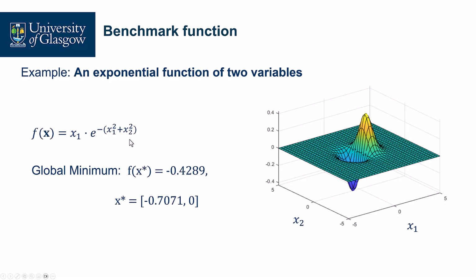There are two design variables, and this is a plot of the function. We want to find the global minimum, located here. This is the function value at the optimum point, and the optimal point is here. We can see x1 is about minus 0.7, and the second one is 0. Remember these values, so we can see later whether the result generated is good or not.